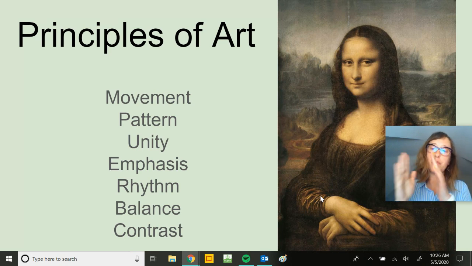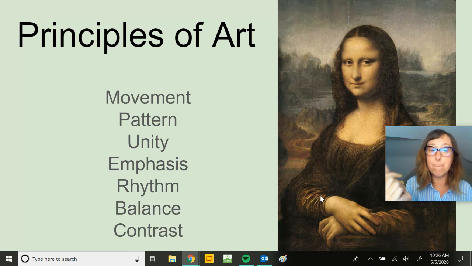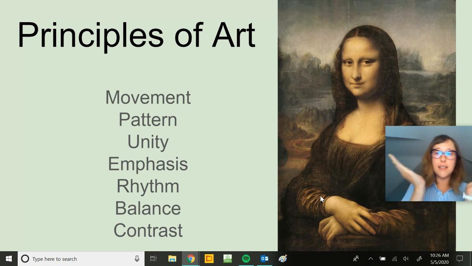pattern, unity, emphasis, rhythm, balance, and the last one is contrast. Let's learn more about them.